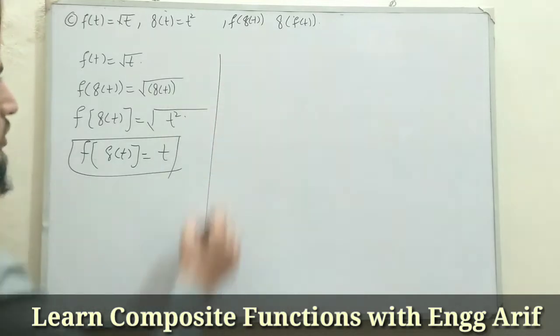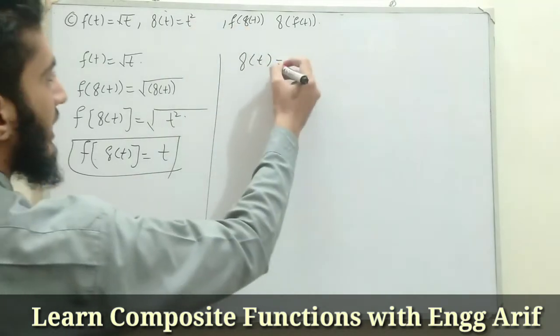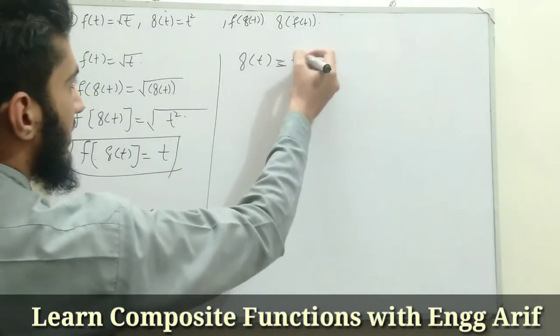Now after this I am going to find g of f of t for the same functions. So taking g of t, which is equal to t square in the given question, t square.